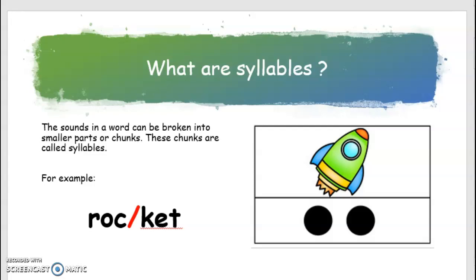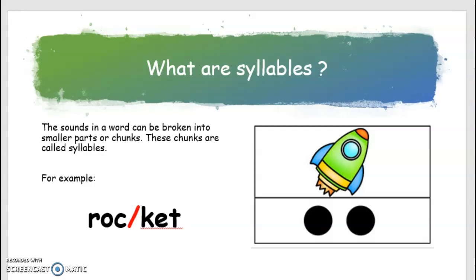So, for example, the word rocket. Rocket can be broken into two parts. So, therefore, rocket has two syllables. I want you to repeat after me. Rocket.